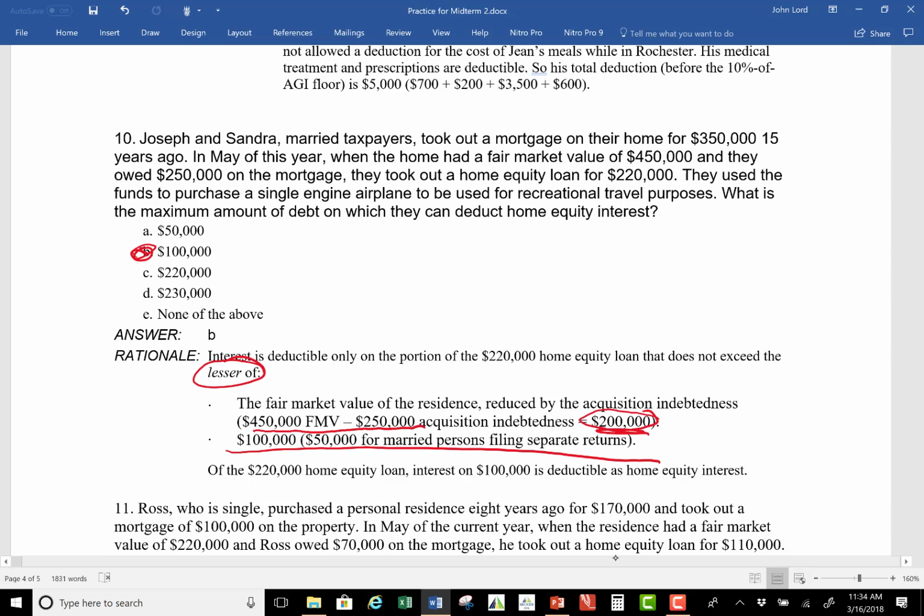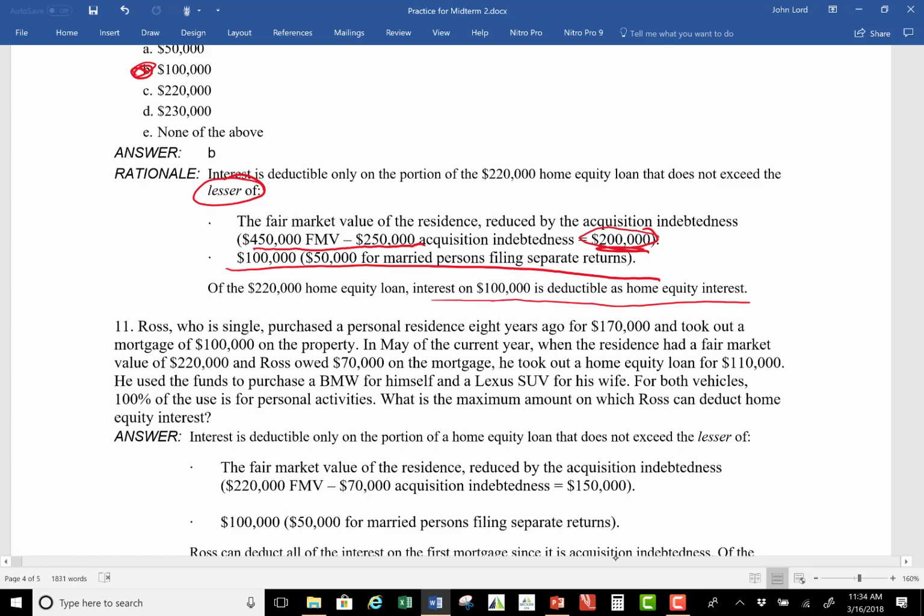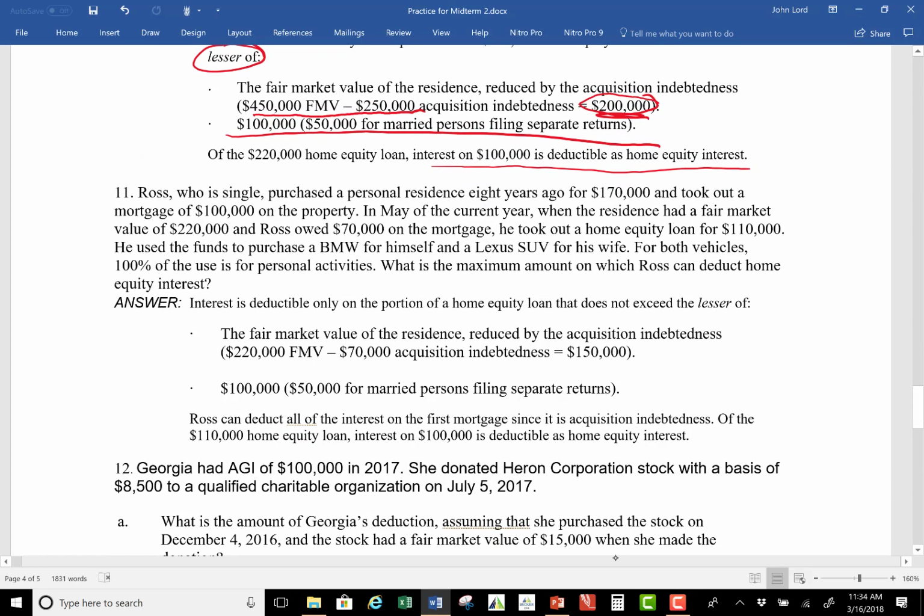Okay, and note that they can take the interest on this 100,000 as it's going to be deductible as part of their home equity interest. So this is not a bad way to buy some stuff that you want and still get the tax deduction for the interest, right? Which is what this Ross does in the next question.